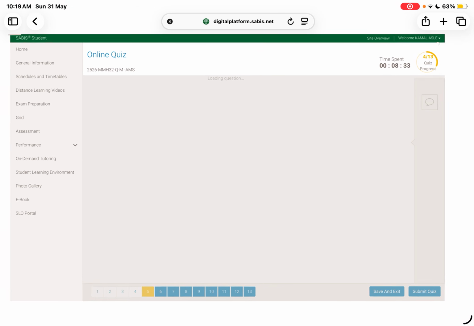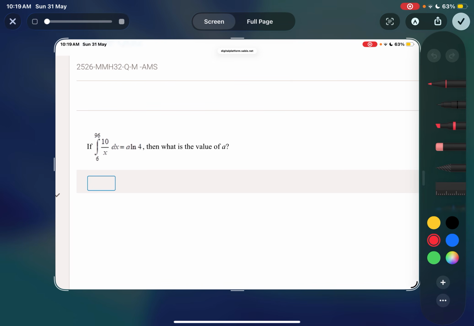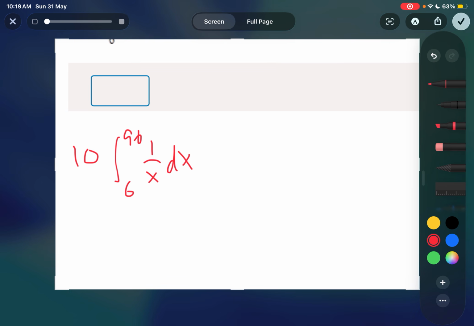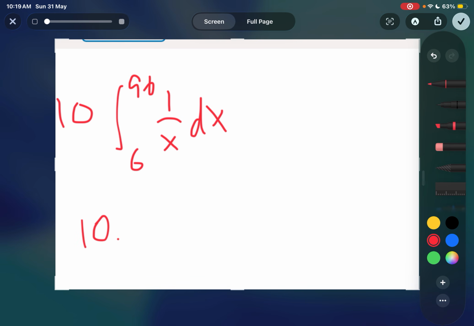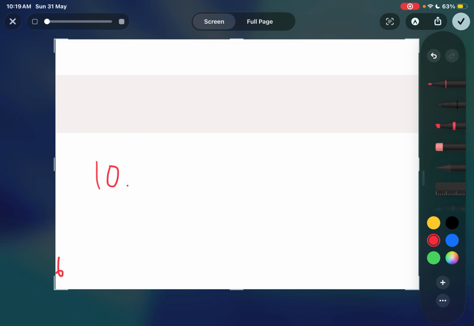Okay, moving on to question number 5. Same thing here. They gave us the integral from 6 to 96 of 10 over x. You can take 10 as a constant, so it will be 10 times the integral from 6 to 96 of 1 over x dx. And you know the integral of 1 over x is ln x, so it will be 10 times ln x from 6 to 96. And then it will become 10 times ln of 96 over 6. And 96 over 6 is 16. So it'd be 10 times ln of 16.